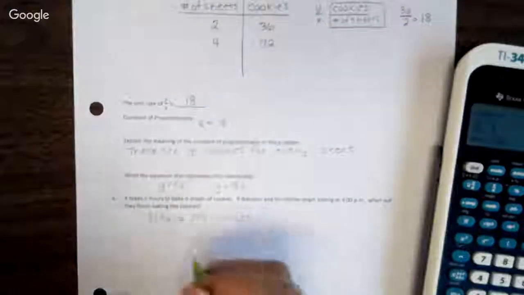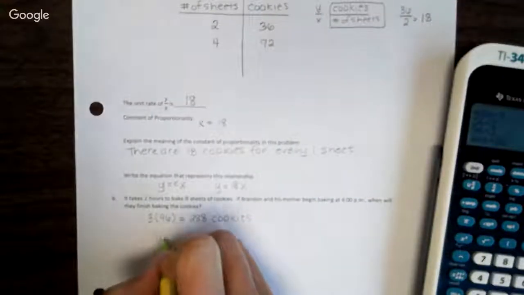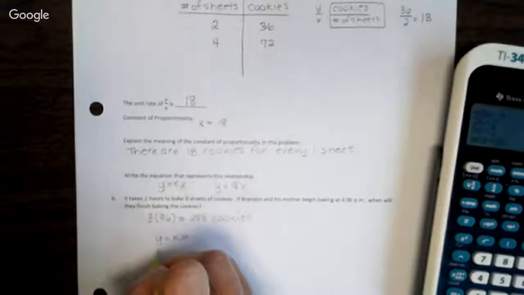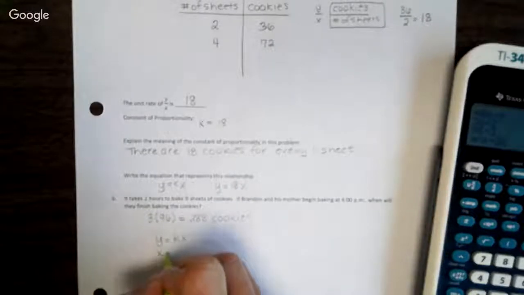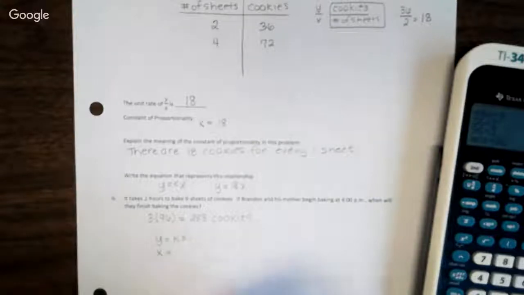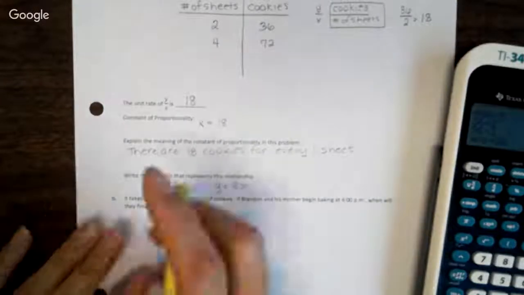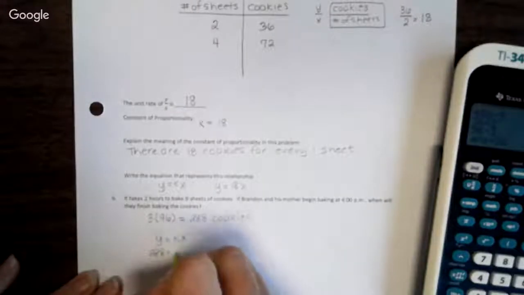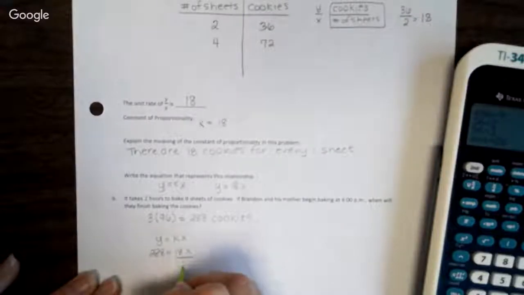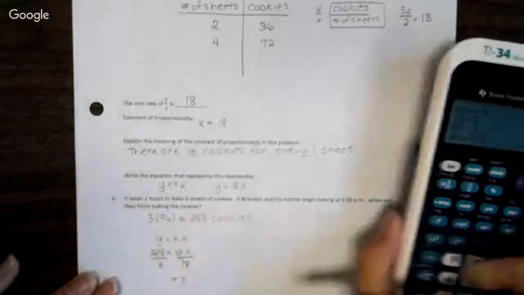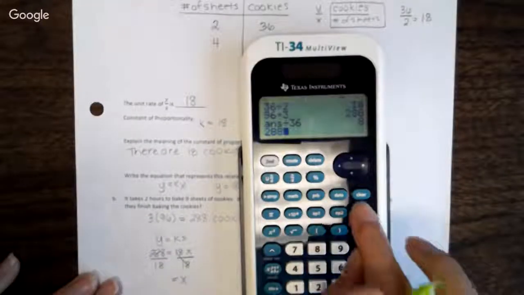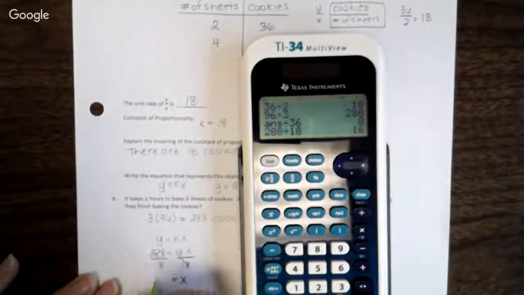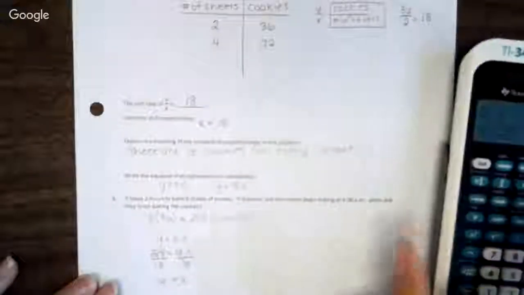Let's figure out how many sheets she needs, and we're going to do it using the equation. Y equals kx. Y is the number of cookies, which is 288. K is 18, and X is the number of sheets. So now I can find how many sheets she needs by dividing. So 288 divided by 18 is 16 sheets that she needs.